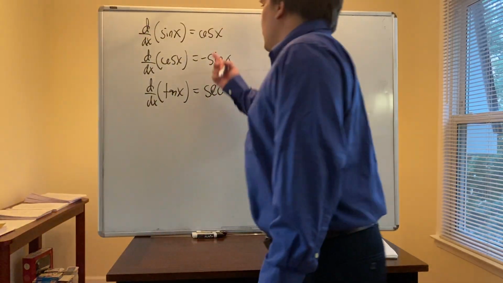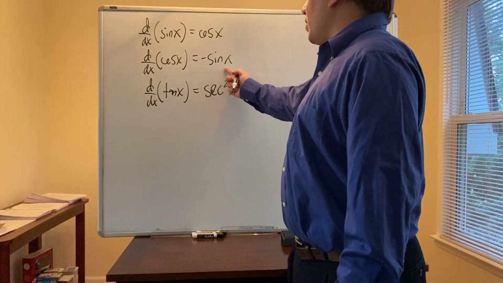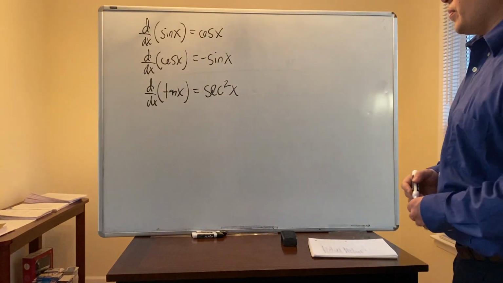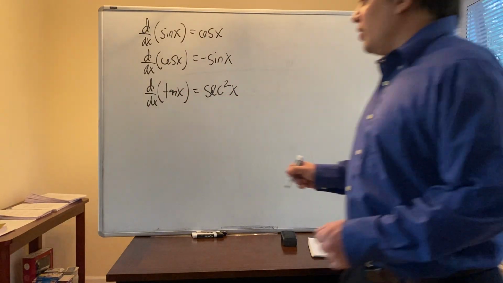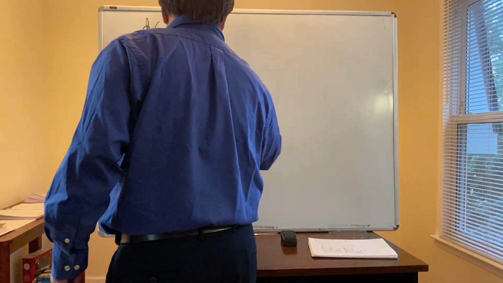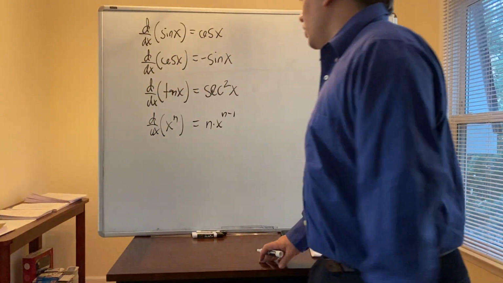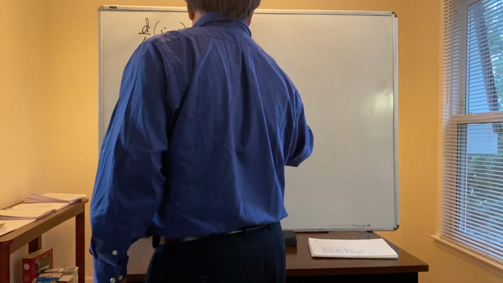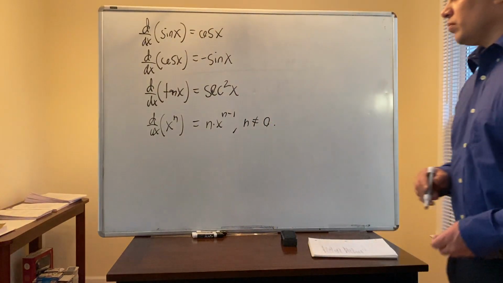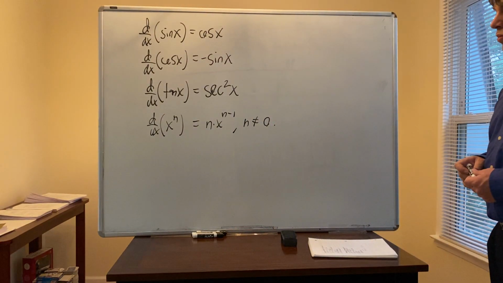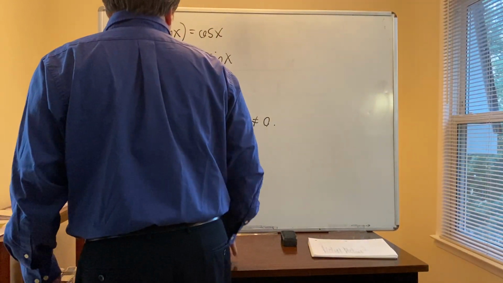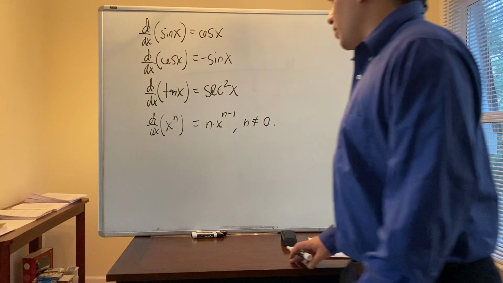Right, so correspondingly, the antiderivative of cosine x is sine x, the antiderivative of negative sine x is cosine x, and the antiderivative of secant squared x is tan x. And if you take the derivative of x to the n, it's n times x to the n minus 1. Another way to look at it, this is if n does not equal 0. Because then you get the derivative of a constant, which is just 0.